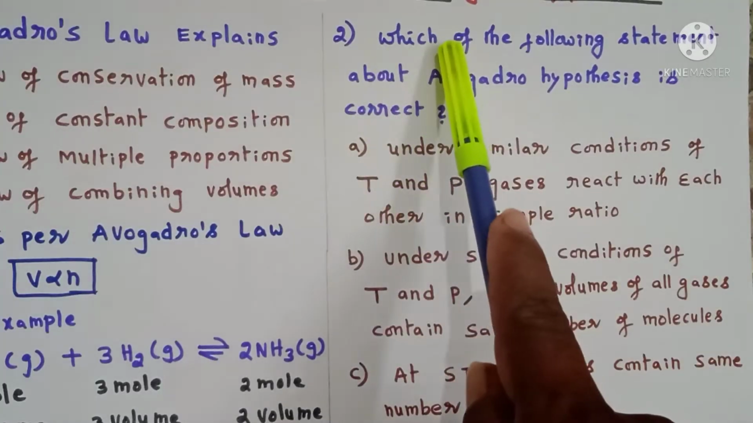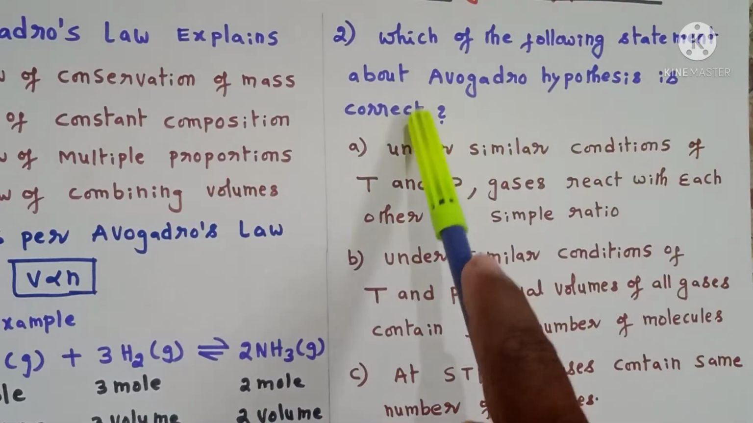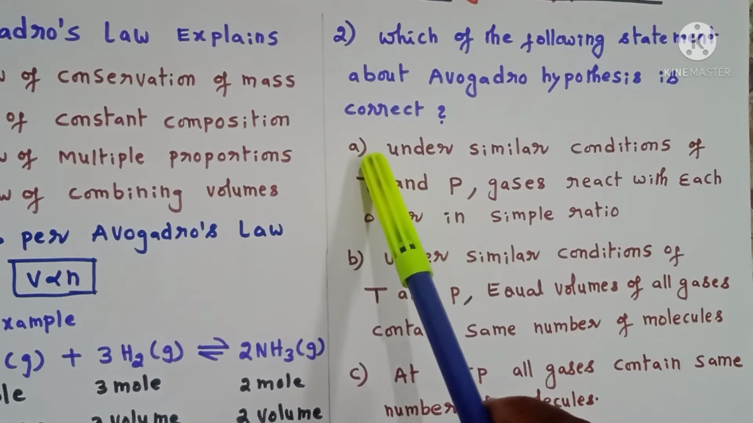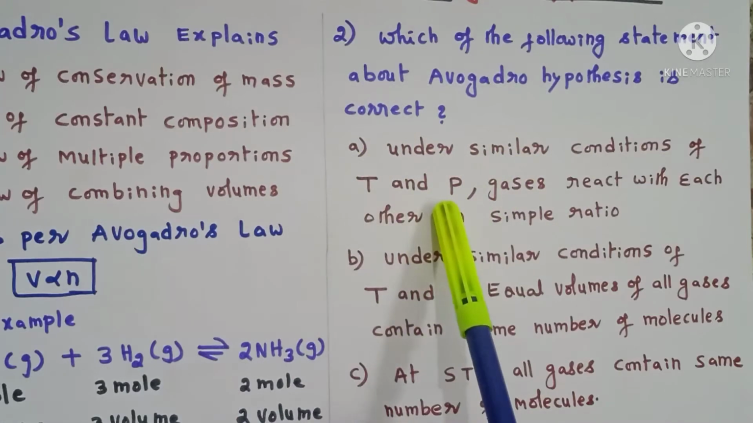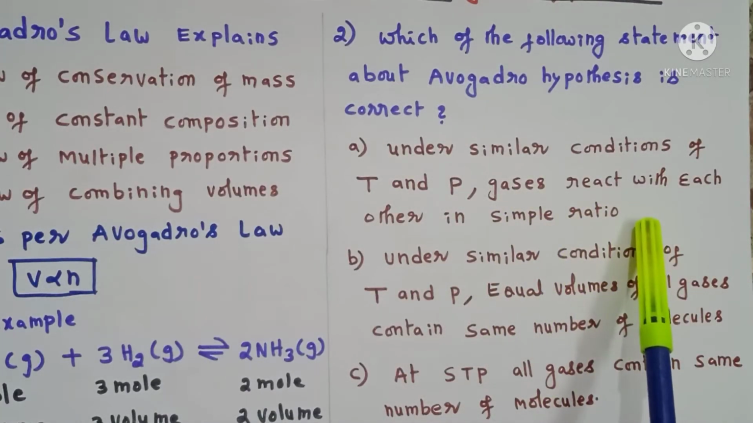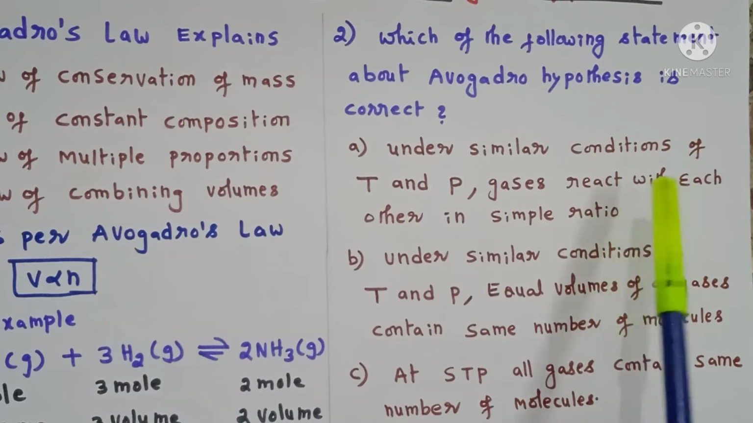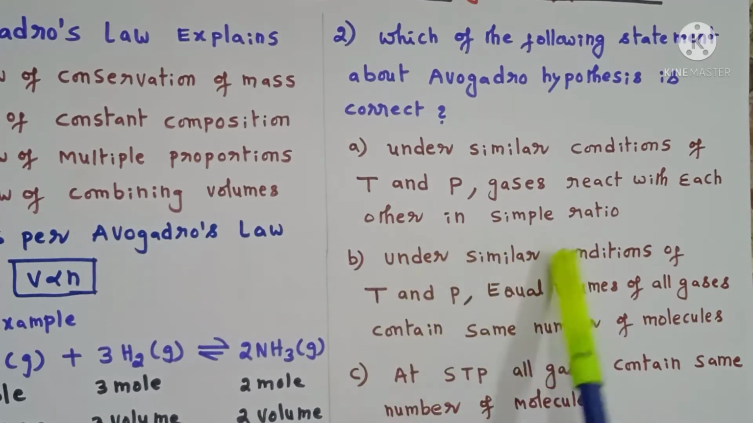Now coming to the second question: which of the following statements about Avogadro hypothesis is correct? The first option, under similar conditions of temperature and pressure, gases react with each other in simple ratio. This we already discussed in the previous question. This is known as the law of combining volumes, so this statement is incorrect. Now coming to the second option, under similar conditions of temperature and pressure, equal volumes of all gases contain the same number of molecules. Yes, this is the right statement. We already studied it in statement 2.